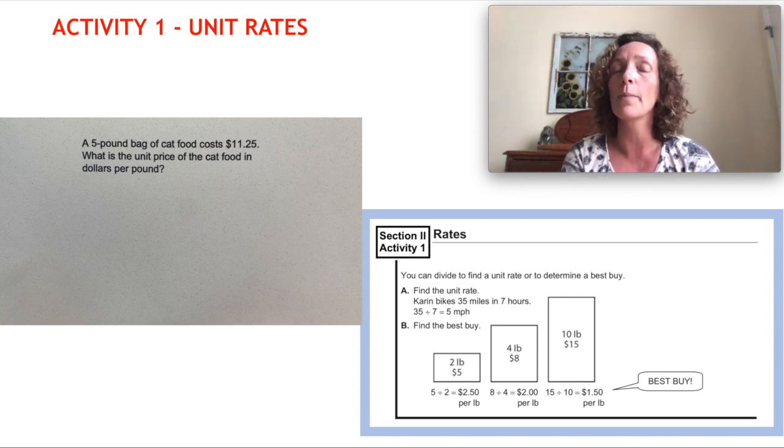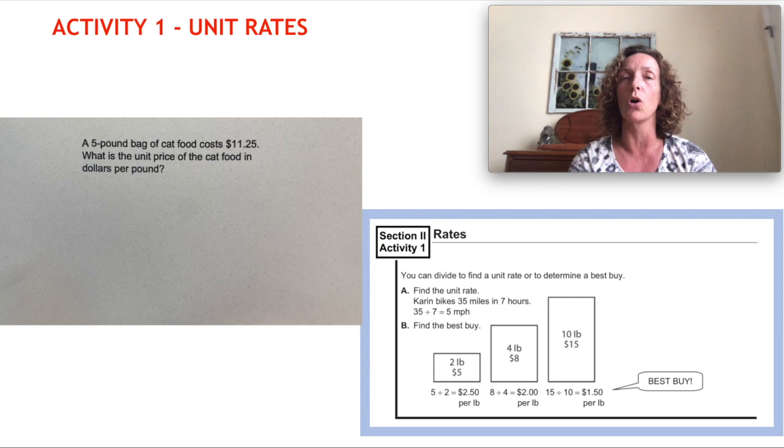If you will, look in your packets at section 2, activity 1. This is where we are going to start. So first off today, we are going to just start with finding unit rates. Your example and teaching part in your packet gives you the example you see on your screen. It talks about how you can find the unit rate, and it gives Karen biking for 35 miles in 7 hours. To find the unit rate, you would just do 35 divided by 7, and you get 5 miles per hour. And then there's an example problem where we try to find the best buy out of 3 different items.